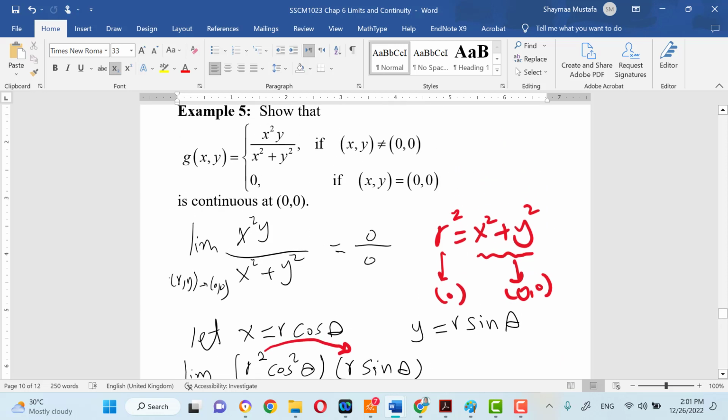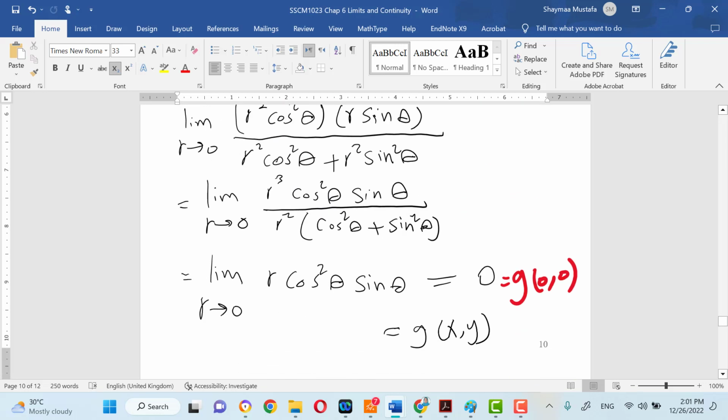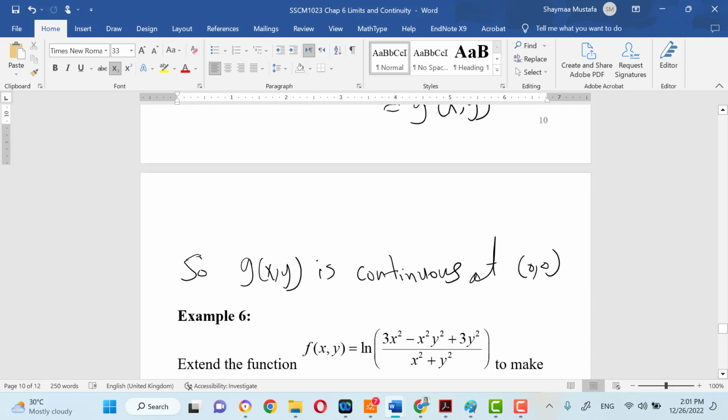Why? Because the function at (0, 0) is equal to 0. So the limit exists and is equal to the function at the same point. So g is continuous at (0, 0).